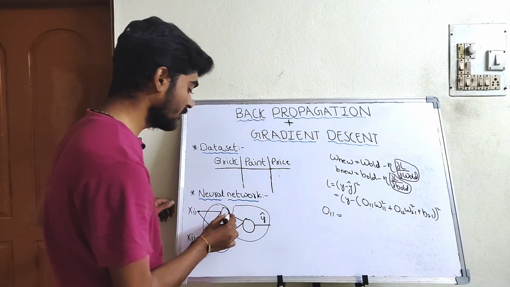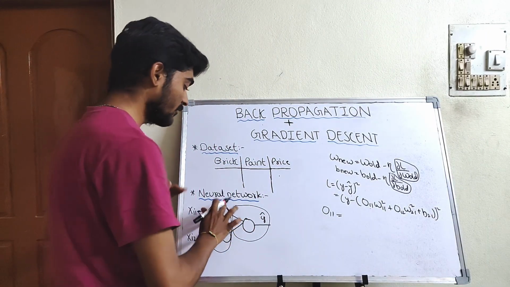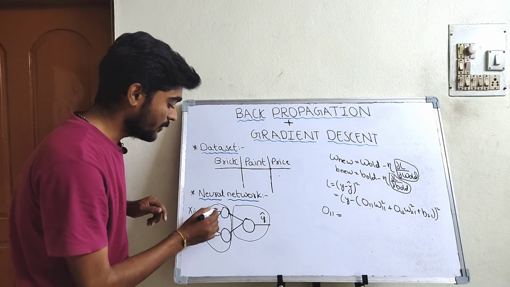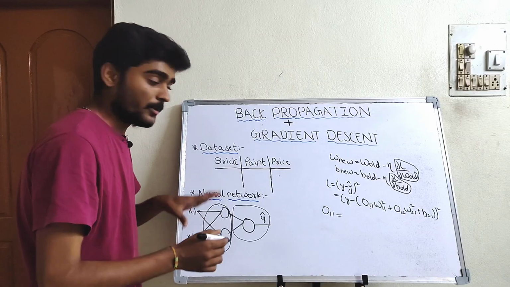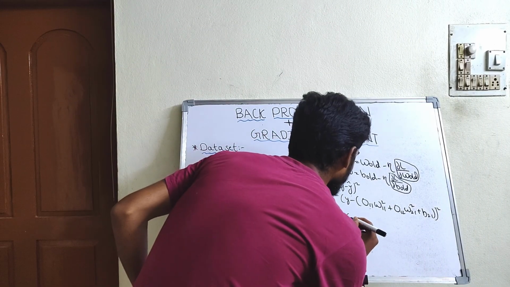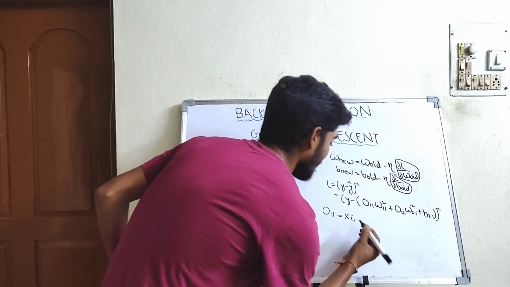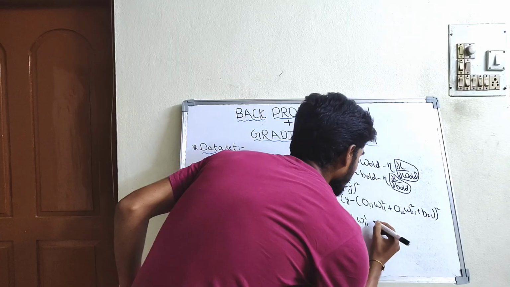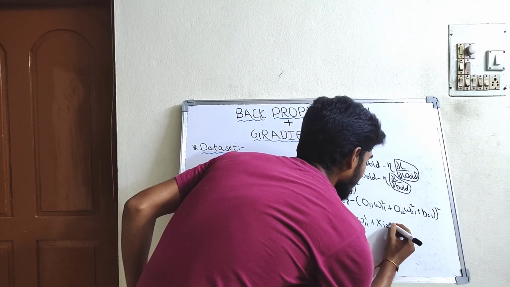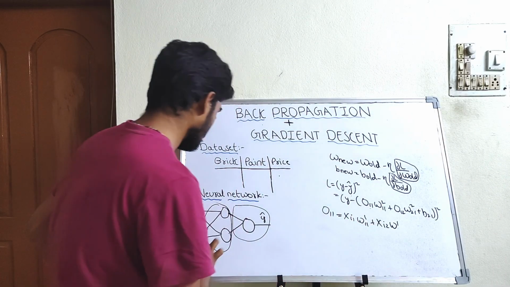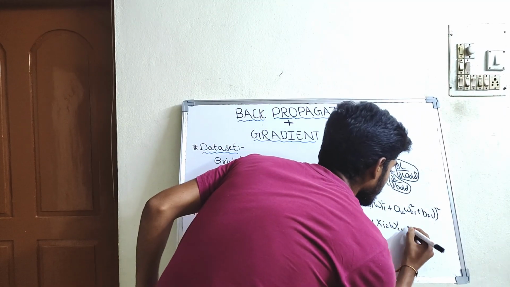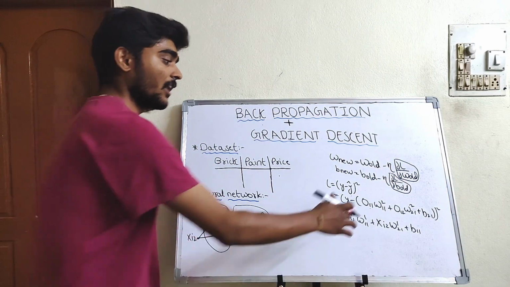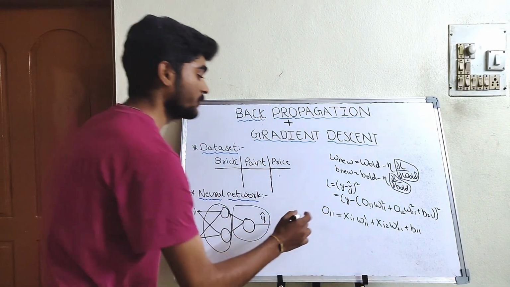My O11 is this node output. For this node output, all of these become input, meaning this connection and this connection become my input. So I'll be writing my O11 as xi1 multiplied with this weight w111, plus xi2 multiplied with w121, plus b1, added with this bias. Next, I'll be writing the expansion of O12.